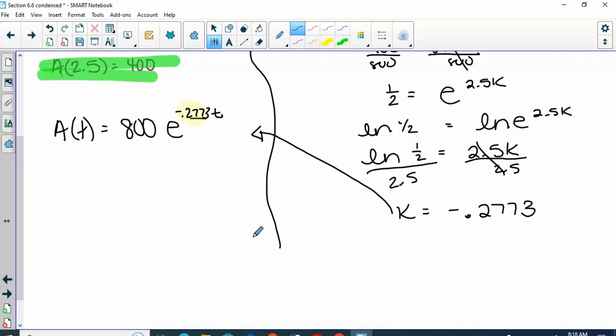So now I have an equation. If I could give you any time, you could tell me how much is left. I could say 1 year, 7 years, 3 years. And all you have to do is plug those in for your t. So the question was, how much was present after 4 years? So we put a 4 in for t. And we're just doing that in our calculator.